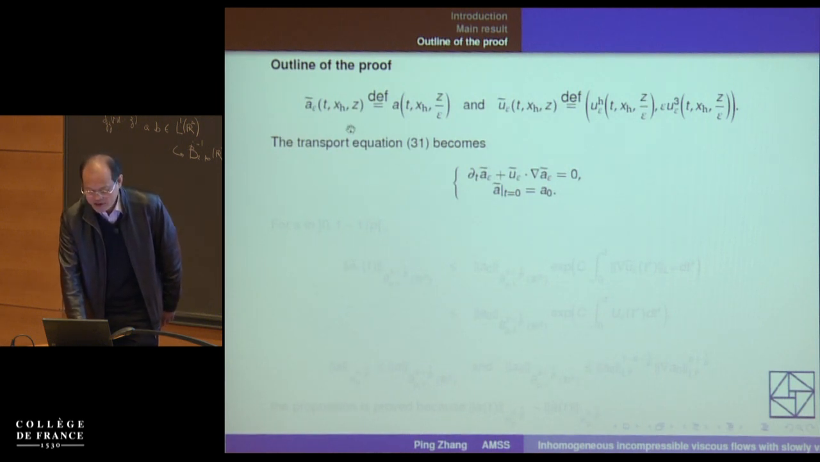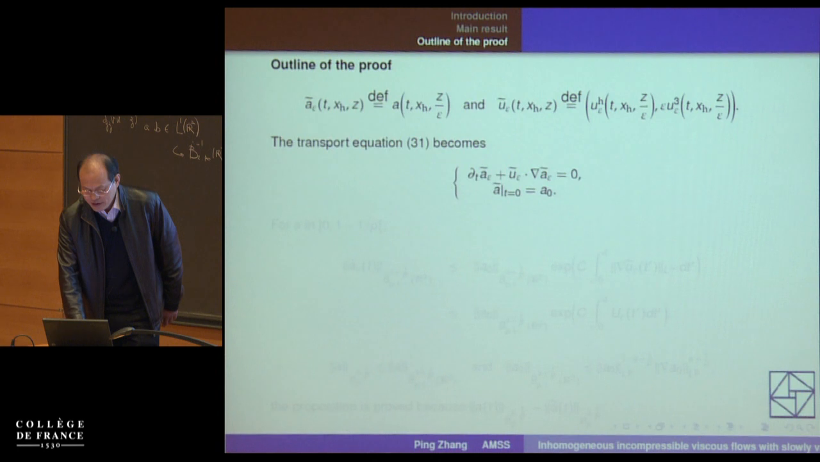We first scale this function, A delta epsilon of t, x_h, z equals A of t, x_h, z over epsilon. And we also rescale this convection velocity field in this way. Then you find this transport equation for A epsilon becomes this transport equation for A delta epsilon. And with initial data, there is no scaling.